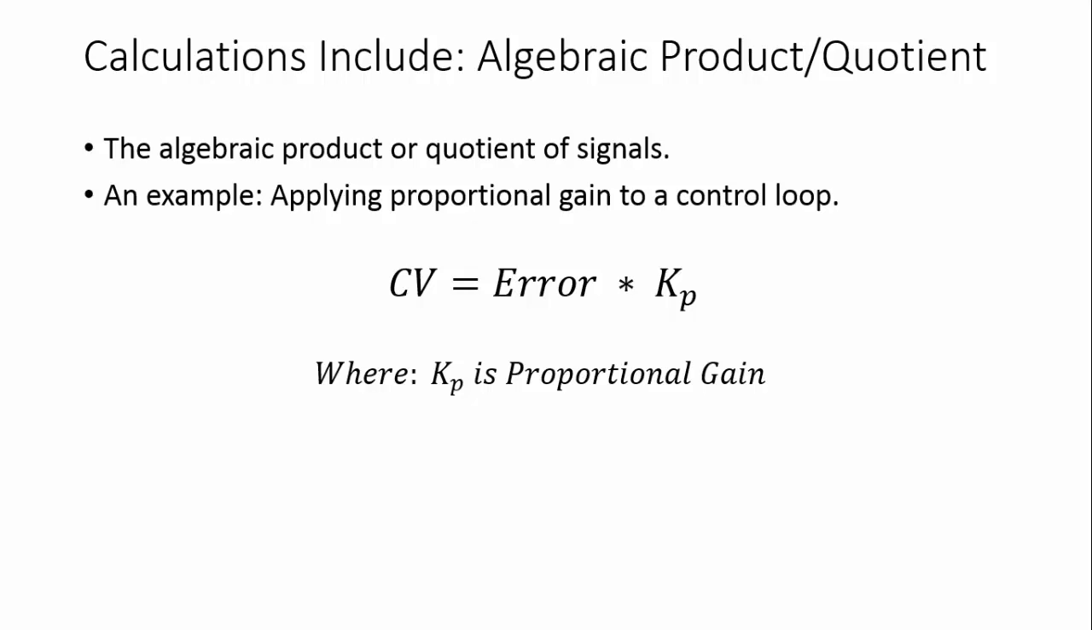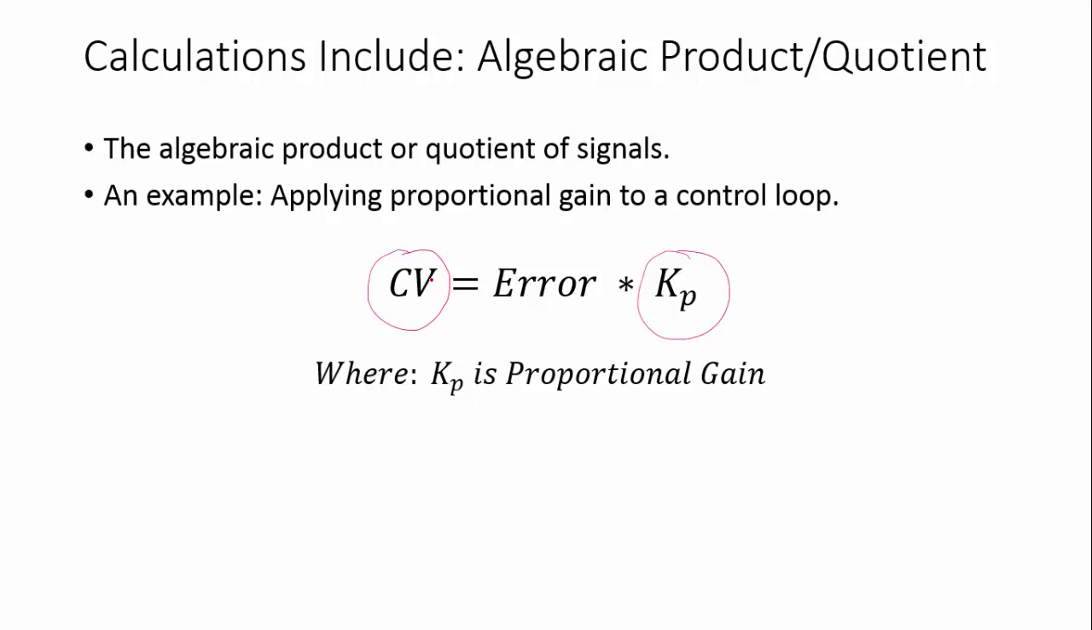There's also an algebraic product or quotient. Now that we have the error signal in our process and we're going to use that for doing some control, we need to know what we're going to do with it. Well, here I have an equation which is the control variable is equal to the error times k sub p, where k sub p is the proportional gain. So there's a term that we're introducing called gain, and we're going to take the error signal and multiply it by some gain to produce the control variable.